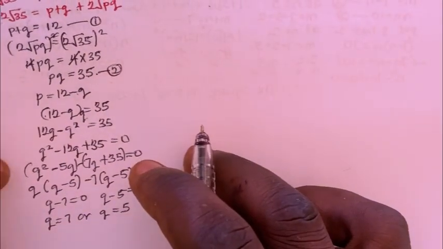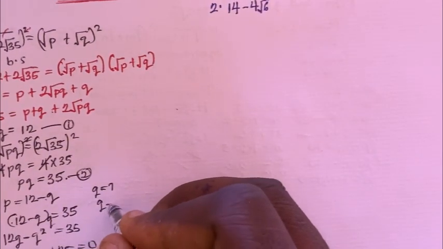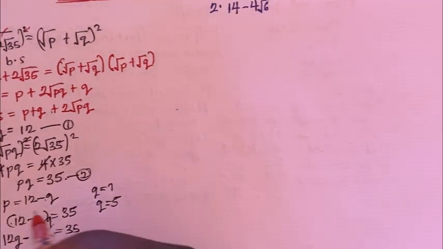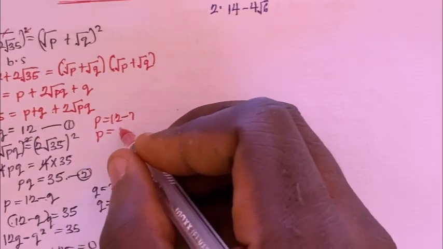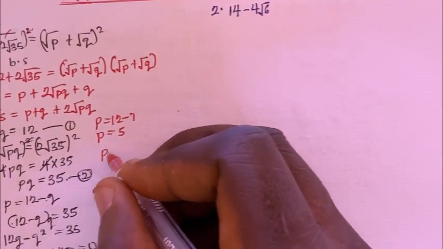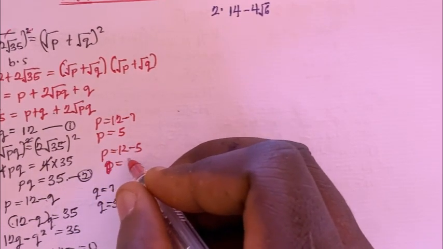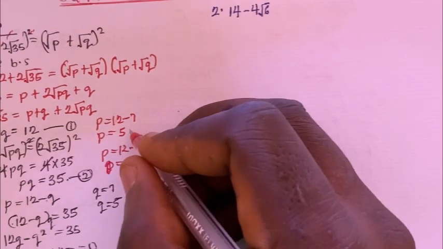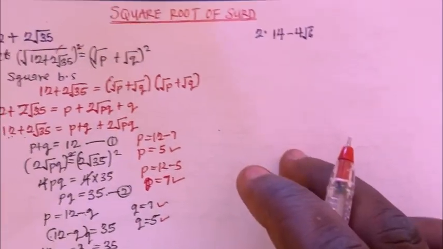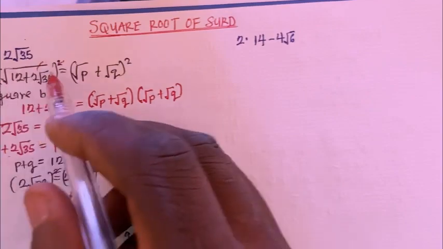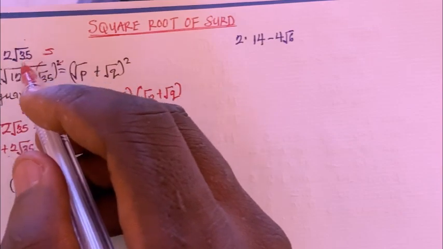Then come back to this expression. We have the value of q to be 7 and the value of q to be 5. When the value of q is 7, you are going to have p equals 12 minus 7, then p will be equal to 5. When the value of q is 5, you are going to have p equals 12 minus 5, then p will be equal to 7. So in this case, you're having 5 and 7, 7 and 5. So you see that we're having 5 and 7 twice. So you can come back here and say the root of 12 plus 2 root 35 is what?